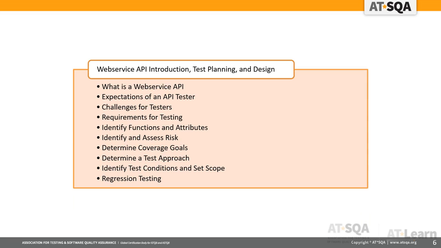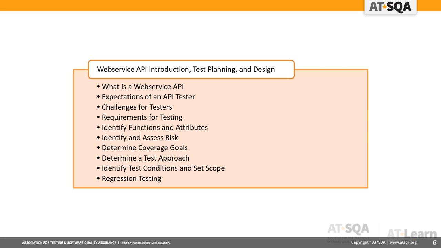To give you a bit more detail on the first micro-credential, we have the following. What is a web service API? What are the expectations of an API tester? What are the challenges an API tester faces? What are the API requirements specific to API testing? What are the functions and attributes you need to consider when doing API testing? How do I identify and assess risk when doing API testing?